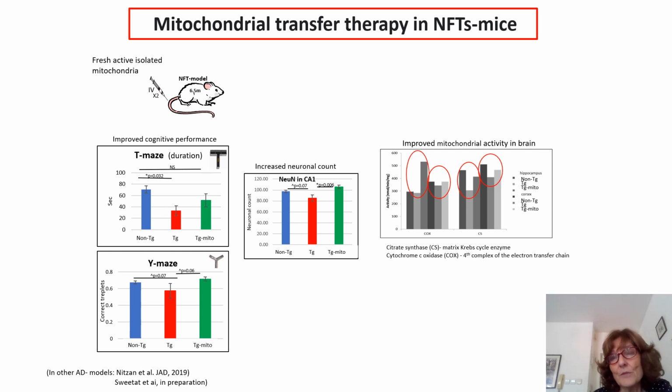And we know from other models that the mechanism is not that the mitochondria reach the brain and cross the BBB, it's rather via the liver. It activates the liver to secrete some factors which, by an endocrine axis between the liver and the brain, do the effect. So this is a feasible approach, because mitochondria can be isolated from an autologous source or other sources and can be injected. So this is something that we work on.